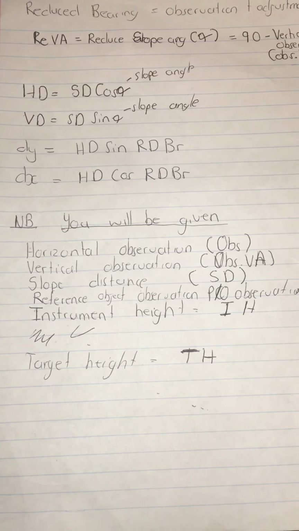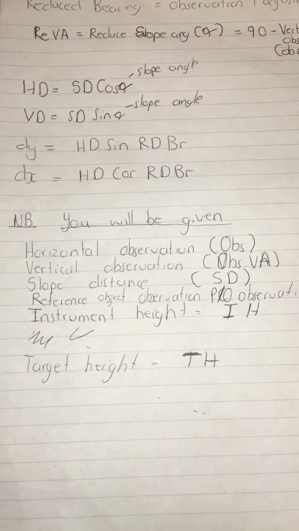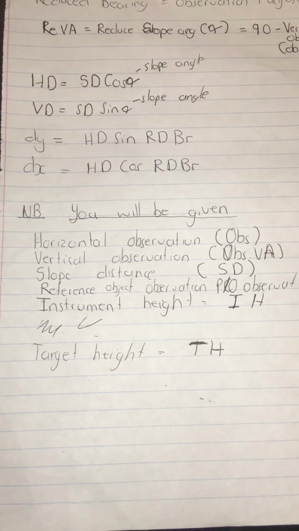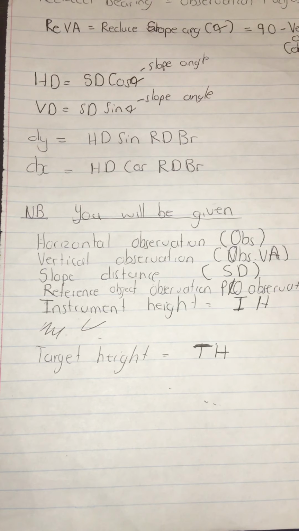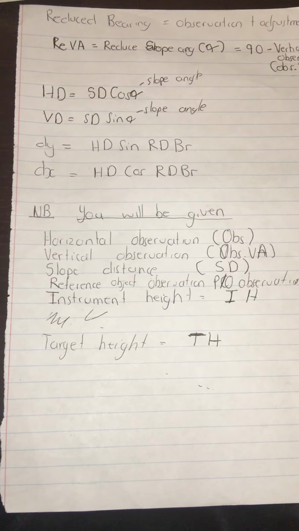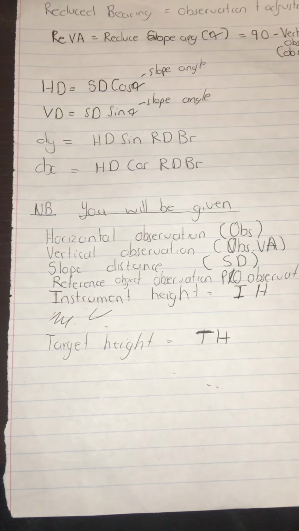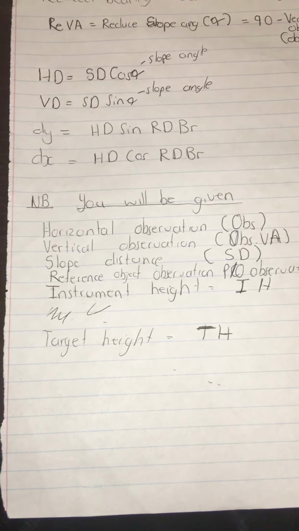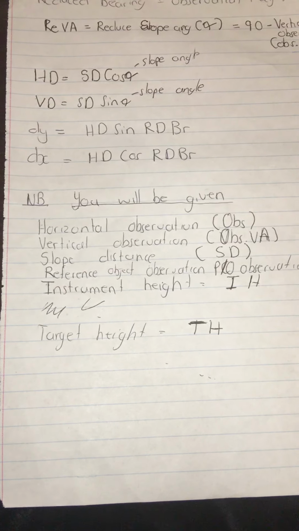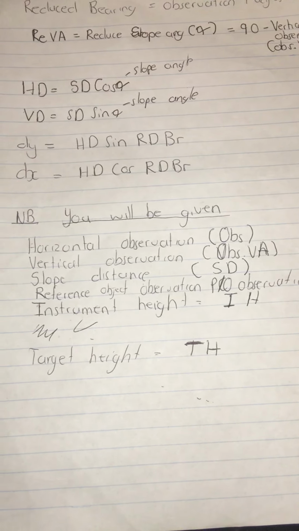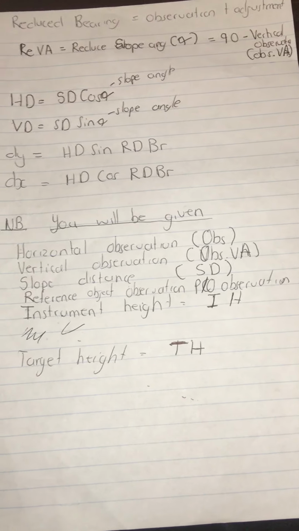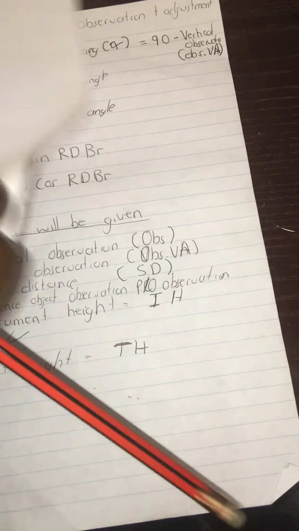As you can see, you have your horizontal observation, your vertical observation, your slope distance, your reference observation, and then you have your instrument height and you have your target height. I also showed the abbreviations so that you can be well aware when you see them on your table. I would love to show you some theory behind determining the elevations on tacheometry.